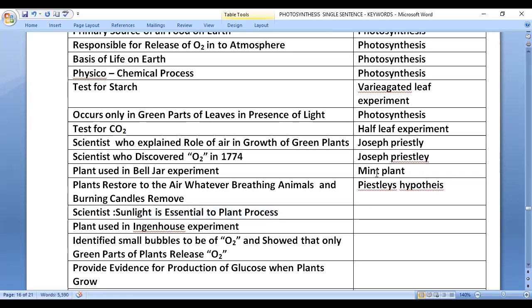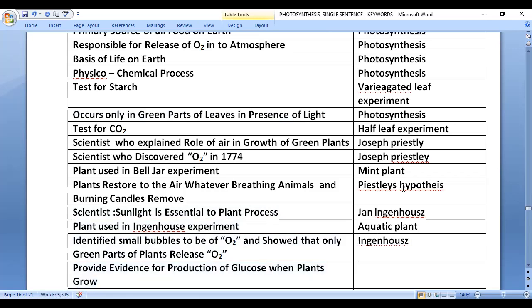Scientist who showed sunlight is essential for the plant process: Jan Ingenhousz. Plant used in Ingenhousz experiment: aquatic plant. He identified small bubbles to be of oxygen and showed that only green parts of plants release oxygen. Scientist: Ingenhousz.